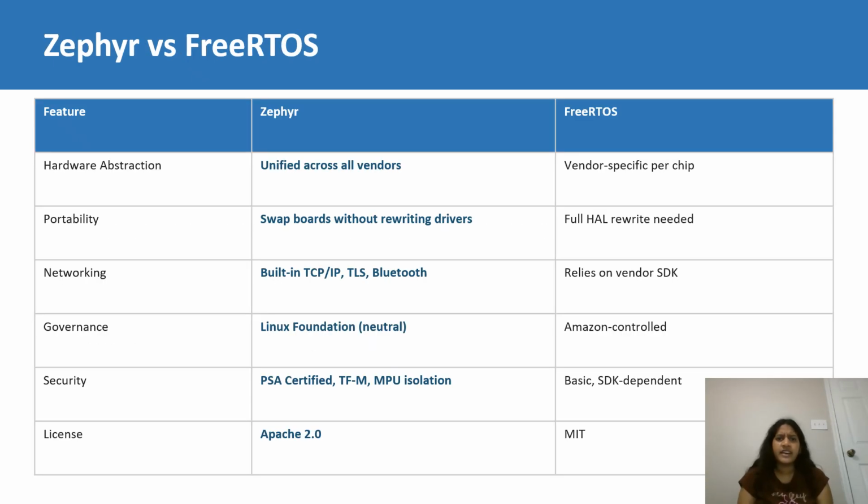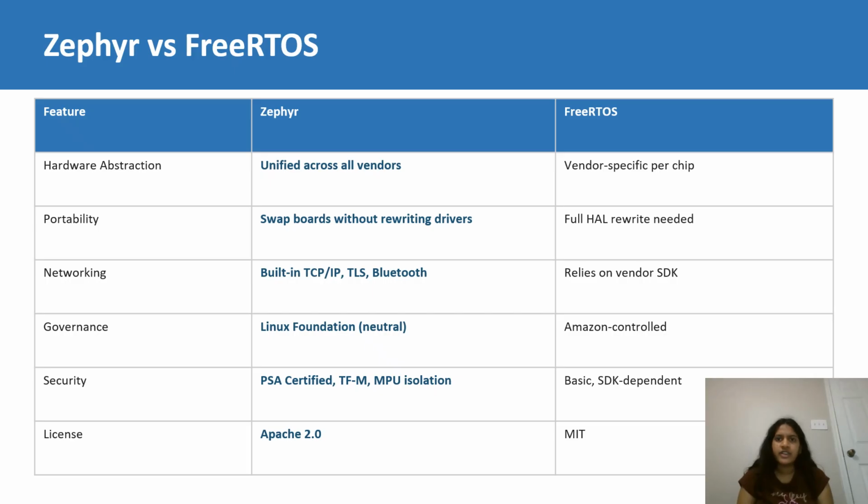Let me make this concrete with a direct comparison to FreeRTOS, which is the most popular RTOS historically. FreeRTOS is a great scheduling kernel, but it was designed as just a kernel. For devices and networking, you are tied to whatever SDK your silicon vendor provides. Suppose you start a project on STM32 and need to move to Nordic, you essentially rewrite everything. With Zephyr, the device tree and Kconfig system, which we will study in later slides, create a unified abstraction. Your application code, network stack, and drivers all stay the same. You just change the board target.